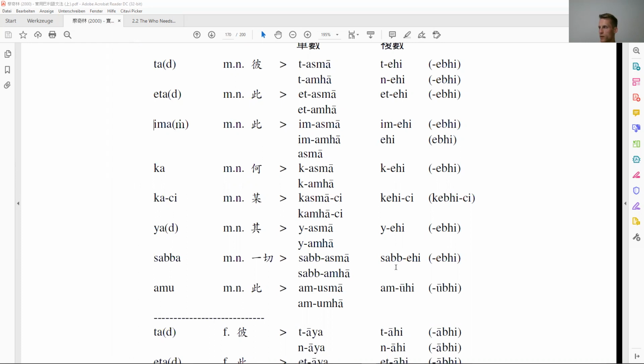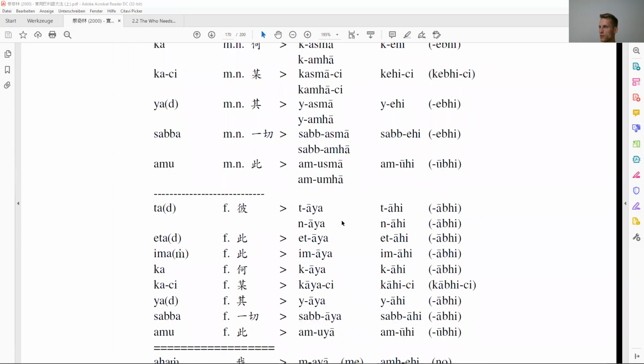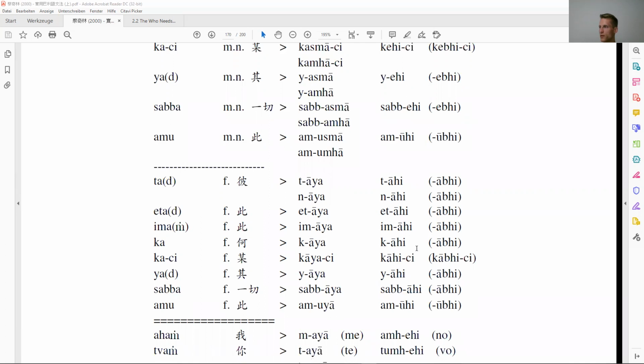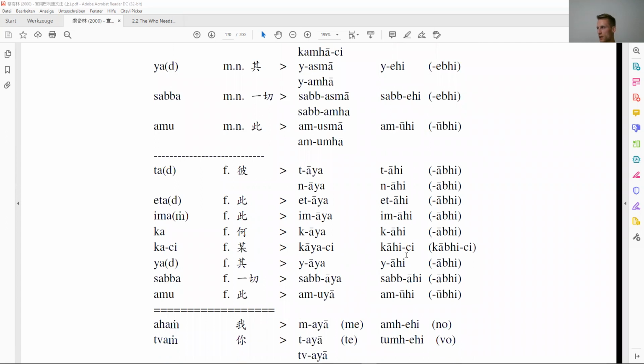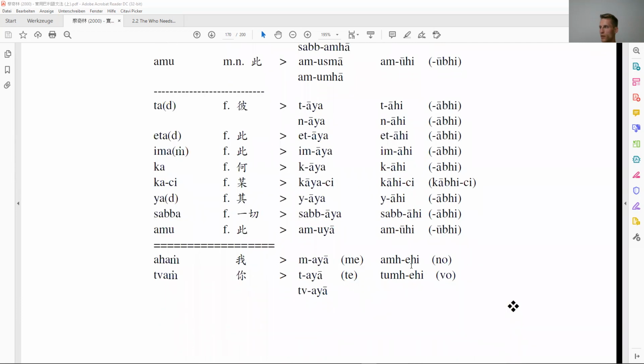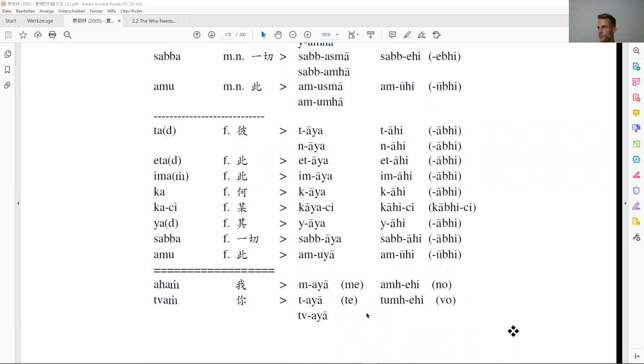Sappa, Sappasma, Sappamha, Sabbehi, Sabbebi, amu, amusma, amumha, amuhi, amubi, tat, taya, tahi, tabi, etat, etaya, etahi, etabi, imam, imaya, imahi, imabi, ka, kaya, kahi, kabi, kachi, kayachi, kahichi, kabichi, yat, yaya, yahi, yabi, sabba, sabbaya, sabbahi, sabbabi, amu, amuya, amuhi, amubi, ahang, maya, me, amhehi, no, tvang, tvaya, te, taya, te, tvaya, tumhehi, wo, and oh no, this was already feminine. Yes. All right.